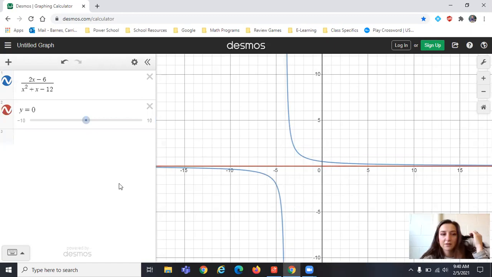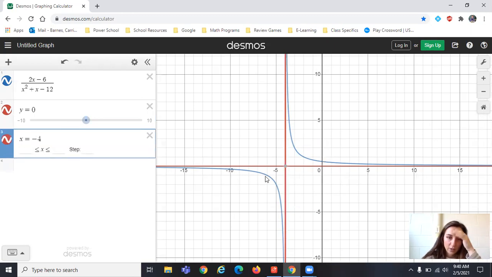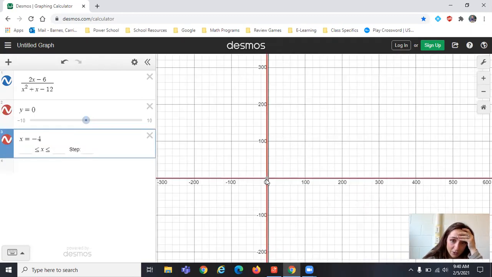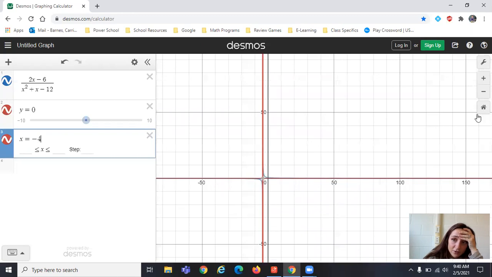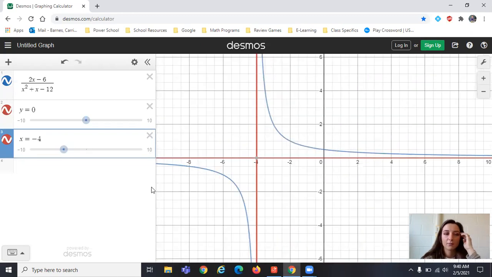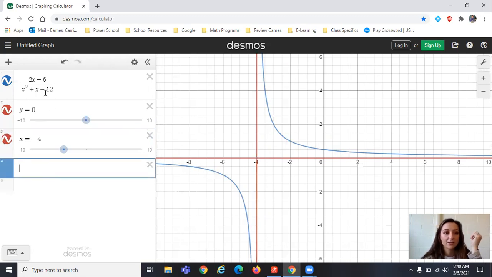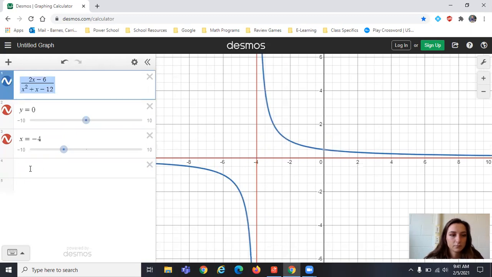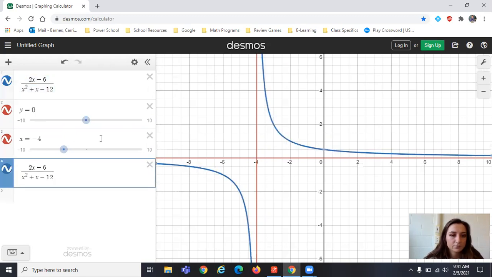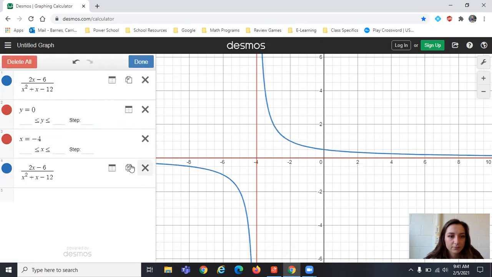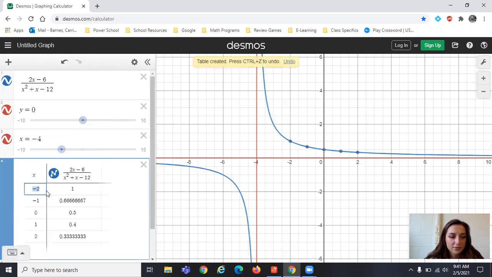We also found that there was a vertical asymptote at x equals negative 4. Okay, so there was the other line that we're looking at there. And then we also found one more point that is where it just doesn't exist, and that is at positive 3. So let's just try to plug in positive 3. Or we can look at the table. So let's just look at the table. And you'll see if I plug in 3, it's going to say undefined.